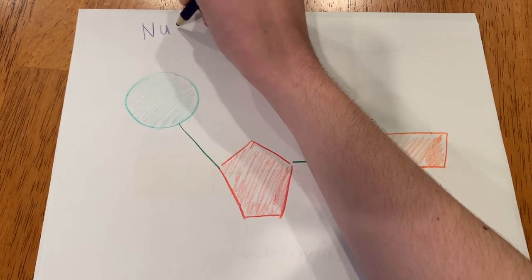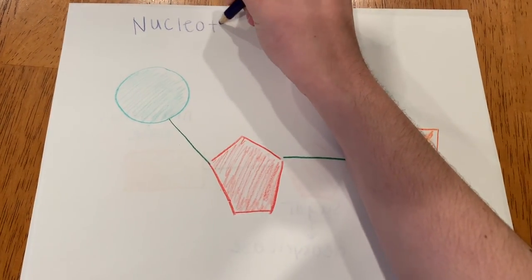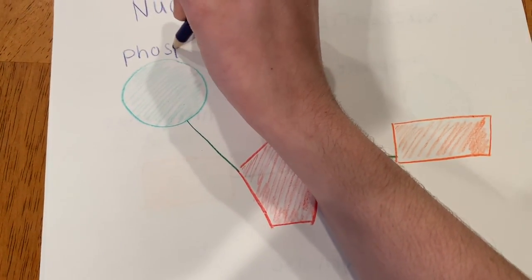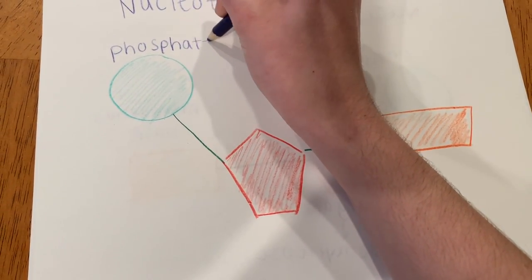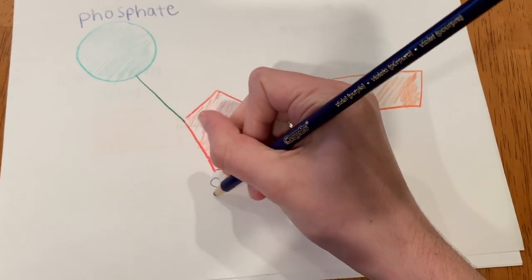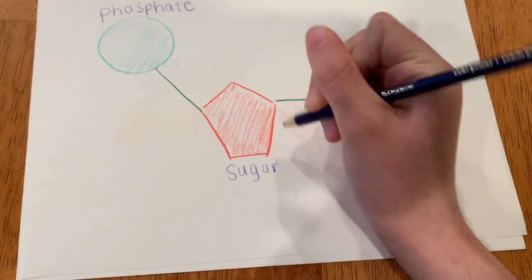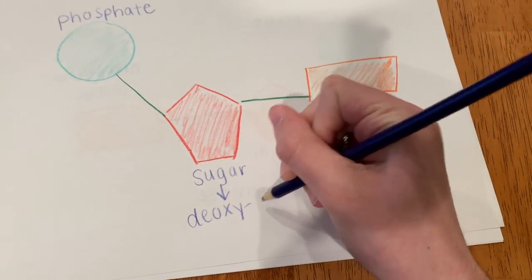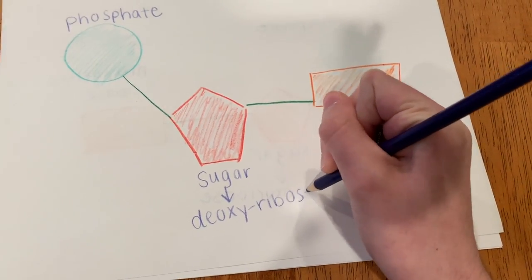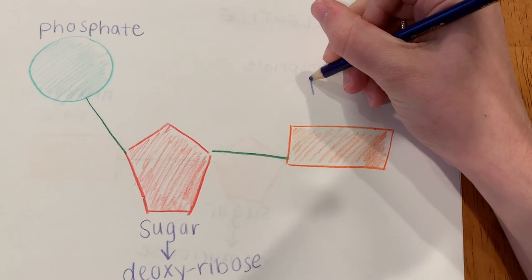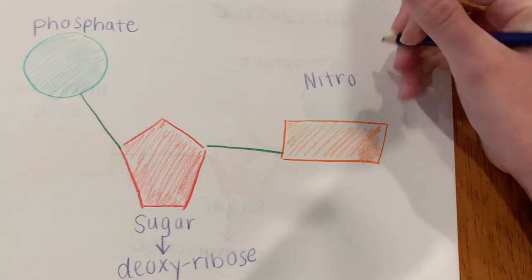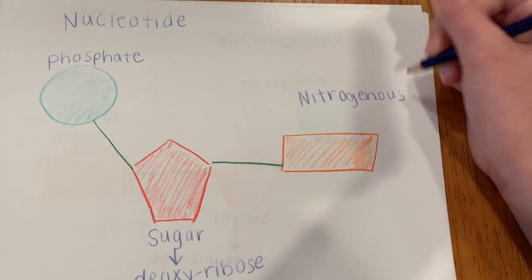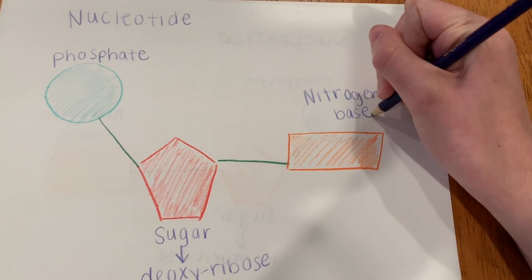So in this drawing, I've decided to display a nucleotide. In the green circle here is a phosphate. And then in the red shape here is a sugar. And a sugar in DNA is known as deoxyribose. And then in the orange is a nitrogenous base. And a nucleotide is made up of all three of these.